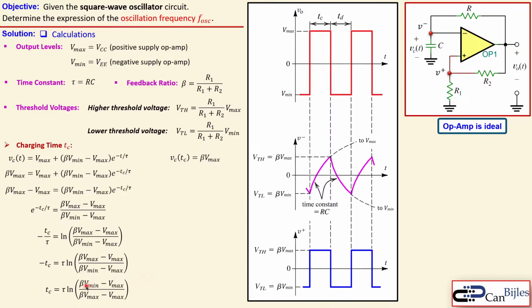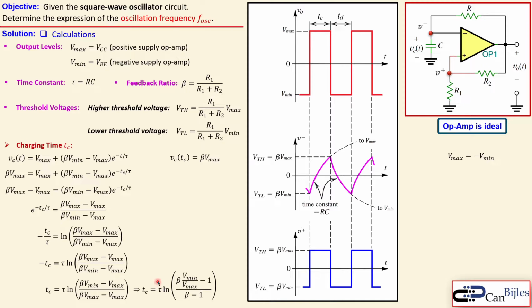What you also see here is that we can divide the numerator and denominator by V max. Then we have this, which is shown here, minus 1, and then we have beta minus 1, which is easily readable. Now we have our charging time expression in terms of the beta, the two output levels, V minimum and V maximum, and also of course the time constant tau.